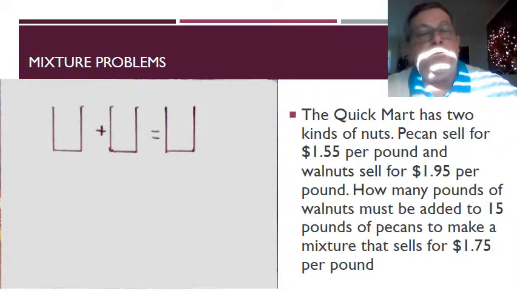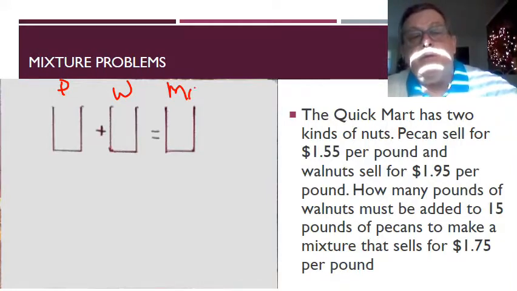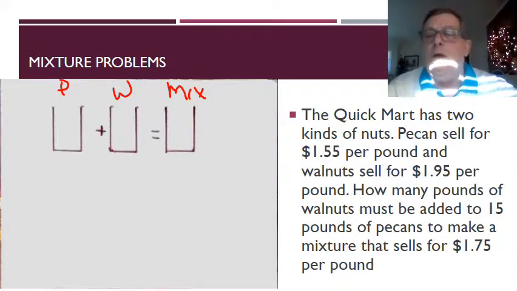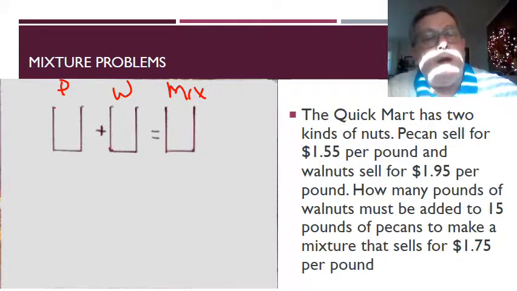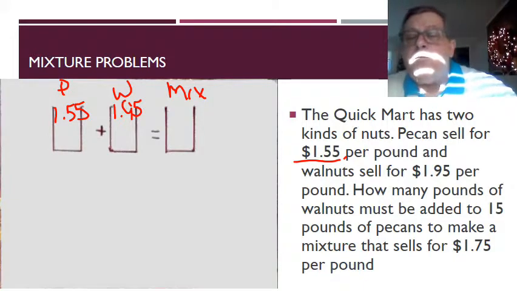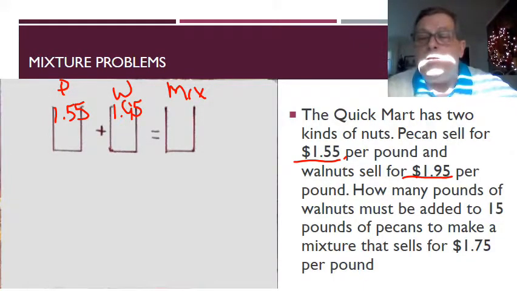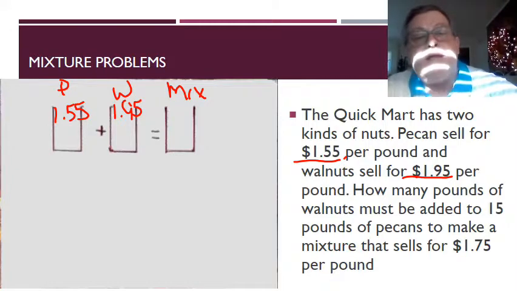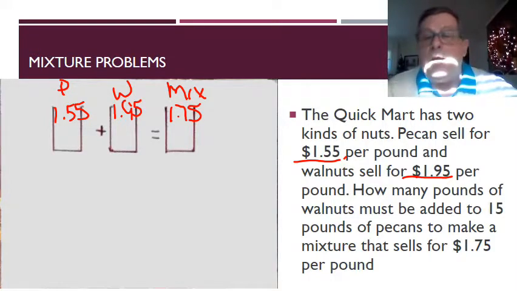I'm going to say that this first bucket is for pecans, we'll just call it P. My second bucket is walnuts. And my third is the mixture. Now, what else do we know? Well, we know that pecans sell for $1.55 a pound, and walnuts sell for $1.95 a pound. So there's my $1.55 a pound for my pecans, here's $1.95 for my walnuts, and I want to make a mixture that sells for $1.75. And so the question is how many pounds do I need per mixture?